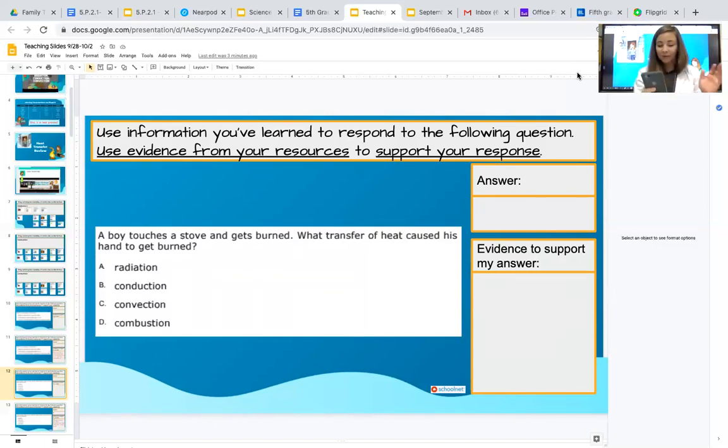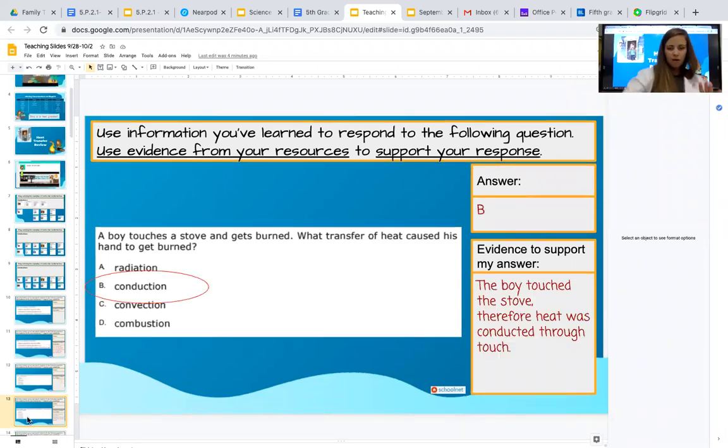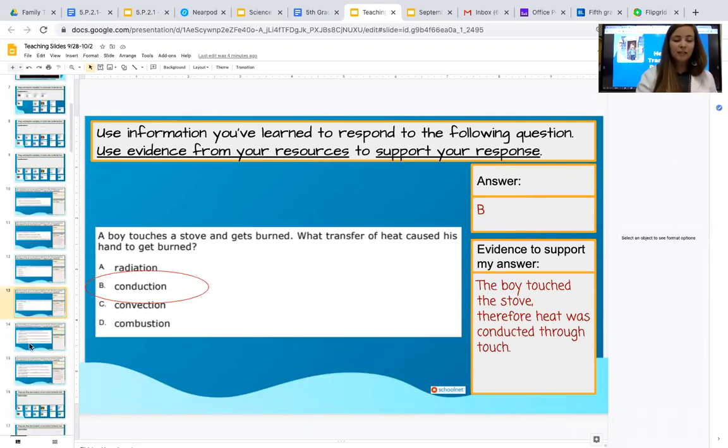All right, so here we go. Who is going to explain what the answer is and how do you know? Asia again. It's conduction because the boy touched it. Yes, he touched it. A boy touched the stove. That's conduction. Fantastic job. Way to pay attention, Aisha. So the heat was conducted to his hand from the stove.